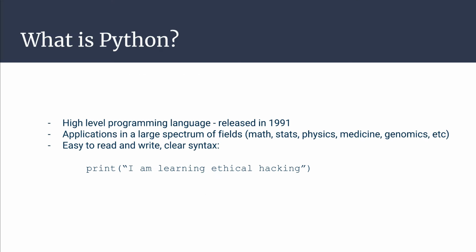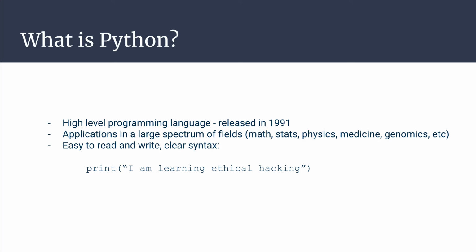So, what is Python? In short, Python is a high-level programming language first released in the early 1990s, and ever since it's been used not only by programmers but by people across a wide range of fields. Now, there are many Python libraries and applications for domains of interest such as engineering, math, statistics, astronomy, physics, medicine, genomics, machine learning and artificial intelligence, and of course, cybersecurity, which is our main interest.